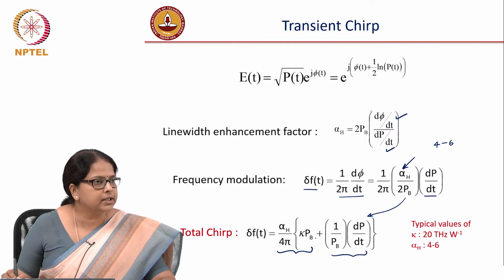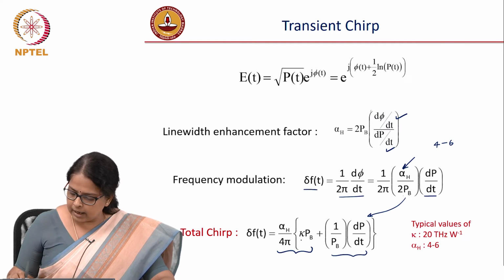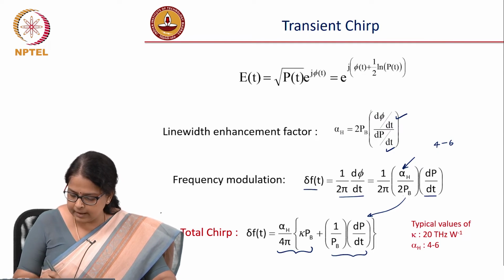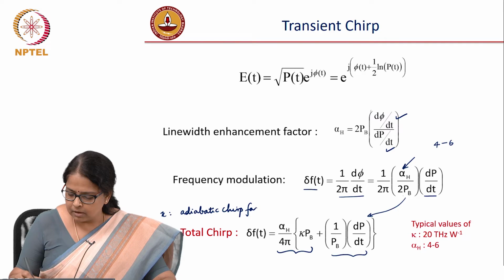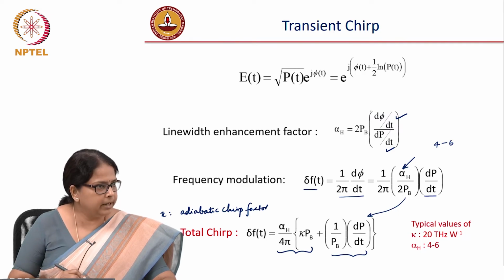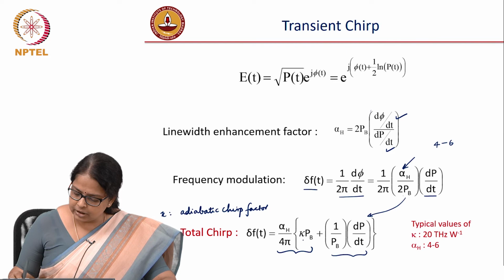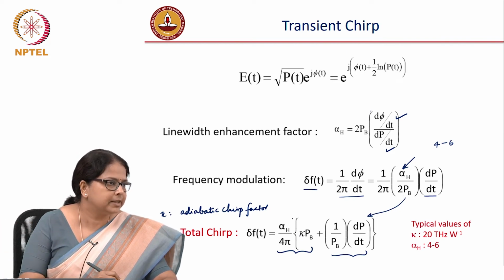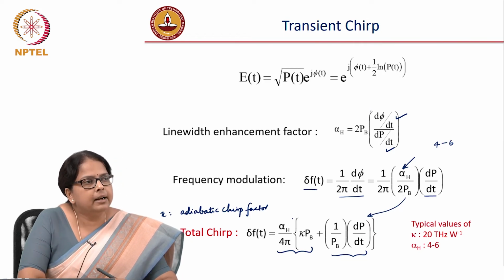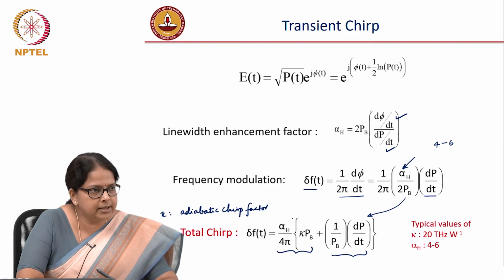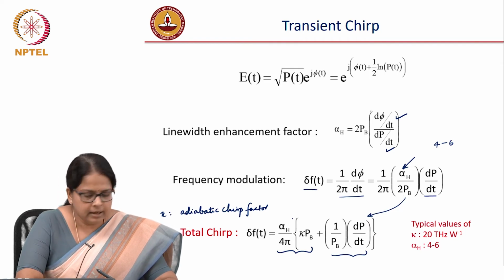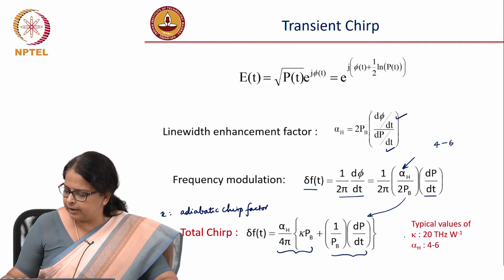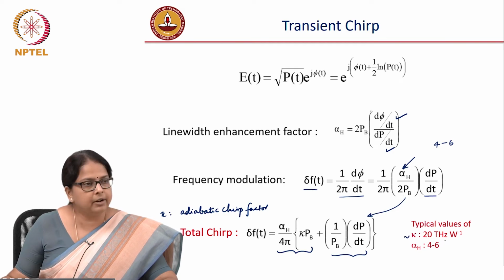So, there are two factors, two constants you should know for a laser. And this kappa, the adiabatic chirp factor. In fact, in the last problem I gave you a number for alpha h kappa by 4 pi, whatever percentage change we said, right. But what is typically quantified in a data sheet is this adiabatic chirp factor, and that number is some value for a practical laser.